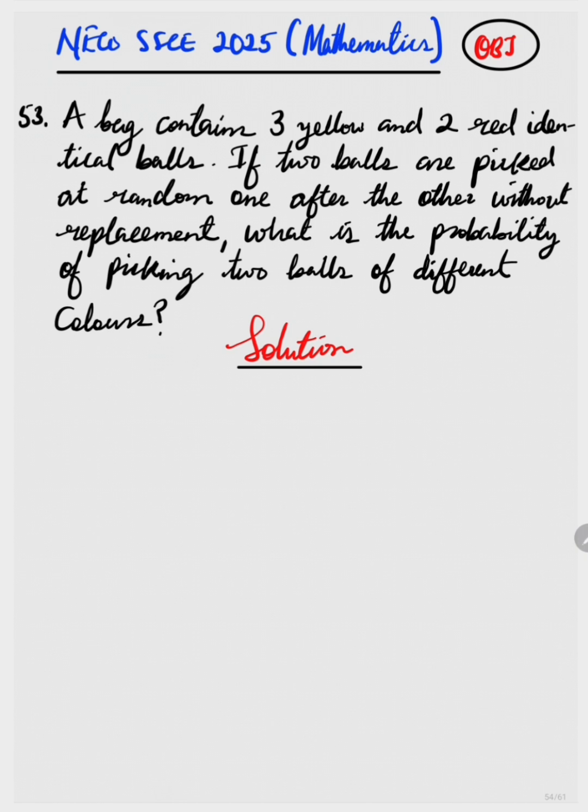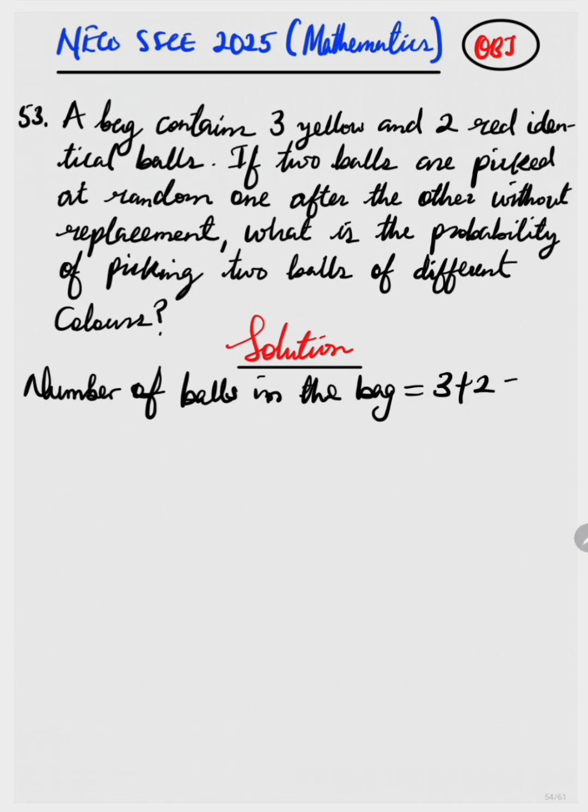So let us get the total possible outcome, which is the total number of balls in the bag. So the number of balls in the bag will be 3 plus 2, and this gives us 5. Then we are told to find the probability of picking 2 balls of different colors. Another thing we need to note here is without replacement. So as we are picking the balls, we are not returning them back into the bag.